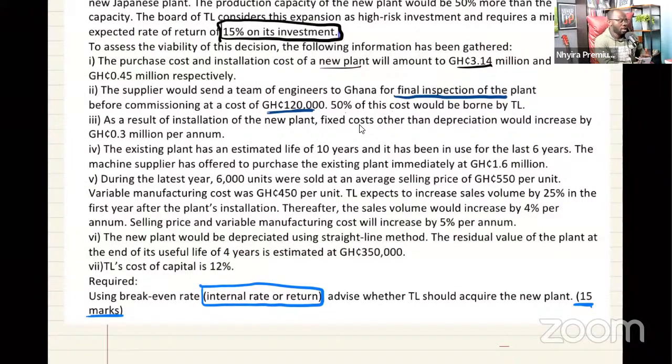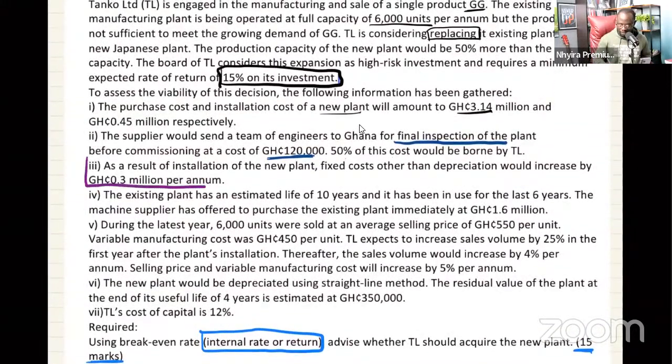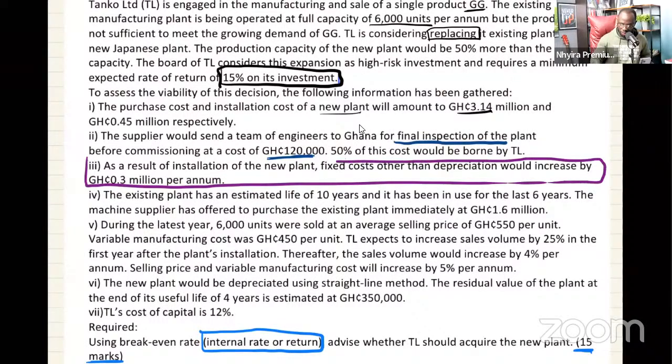Note 3. As a result of installation of the new plant, fixed costs other than depreciation will increase by 0.3 million per annum. That is a relevant cost. We will bring it on the face of the NPV schedule. Depreciation is a non-cash item, so the examiner is saying that fixed cost other than depreciation would increase. So that is an incremental cost, and we have to consider it as relevant. It will come directly on the face of our NPV schedule. There are no workings we are supposed to do about fixed cost. It's a clean sheet for us. We'll pick it up and then we go away.